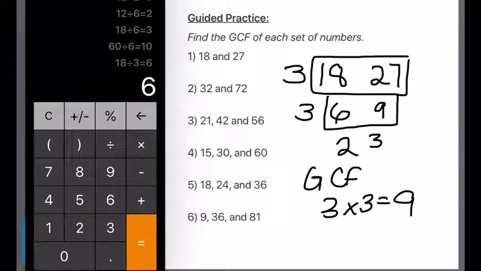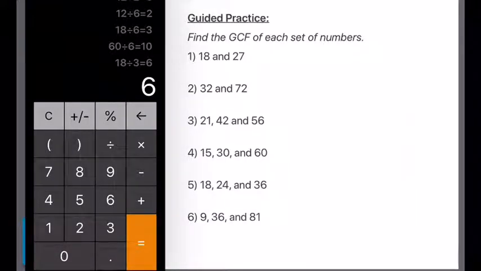Hopefully you guys got the hang of that. If not, and you got stuck, hopefully you see from Miss Dunn working it out where you got stuck. Let's pause the video and try number 2 on our desk now.